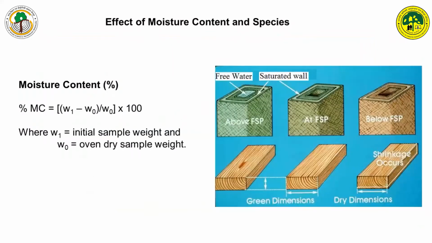So the first parameter is moisture content. Wood, we know, is a hygroscopic material. If we look into the entire electrical properties of wood, it can be narrowed down to moisture content, because most of the other parameters get influenced by moisture content, which in turn affects the electrical properties, either conductivity or resistance of wood.